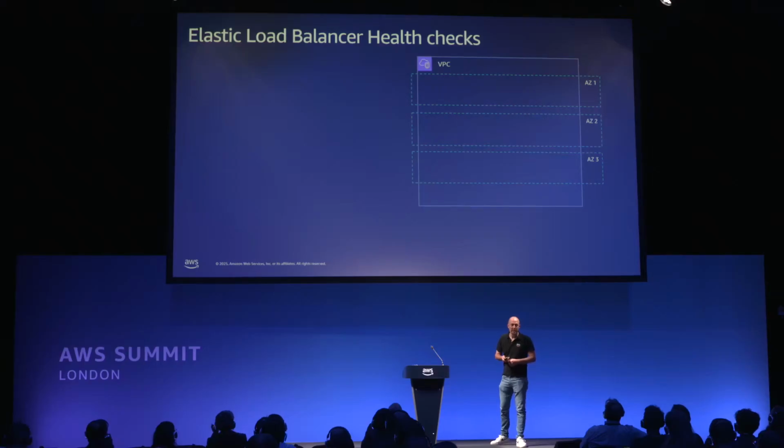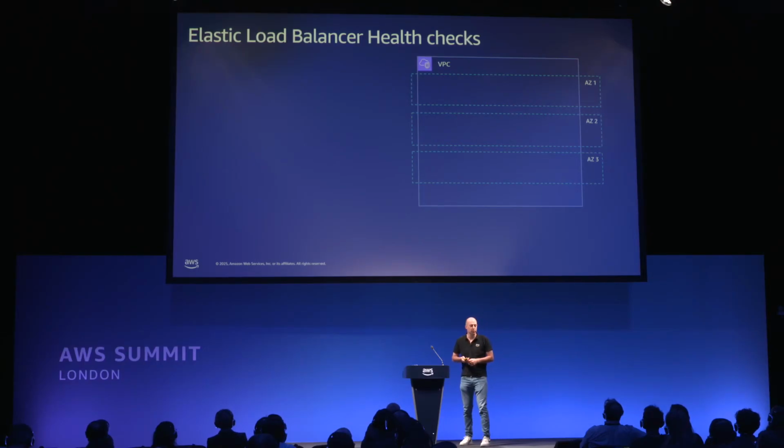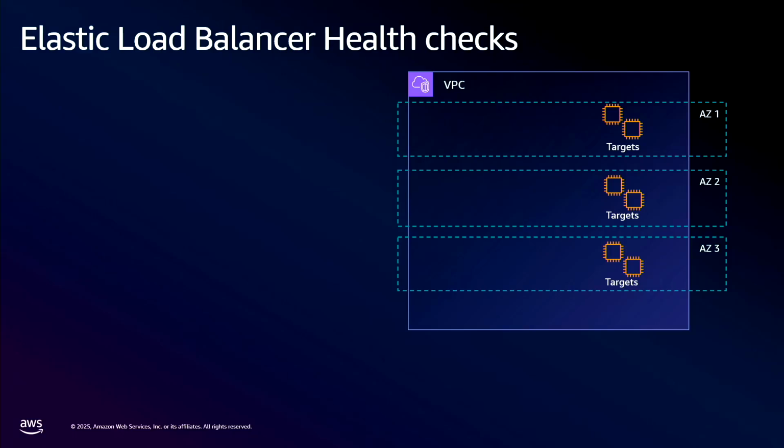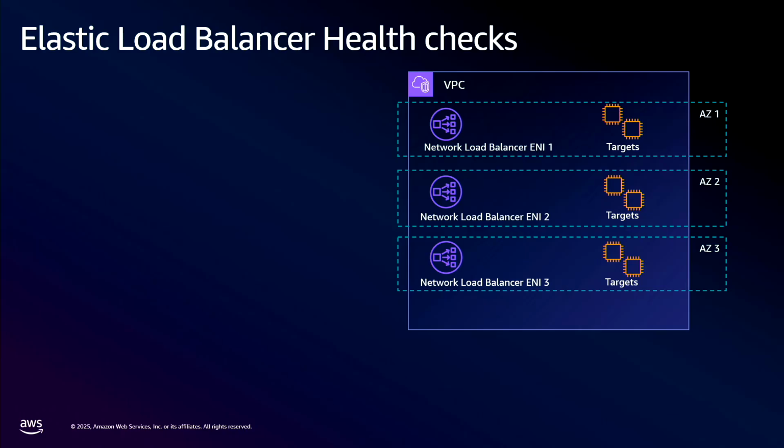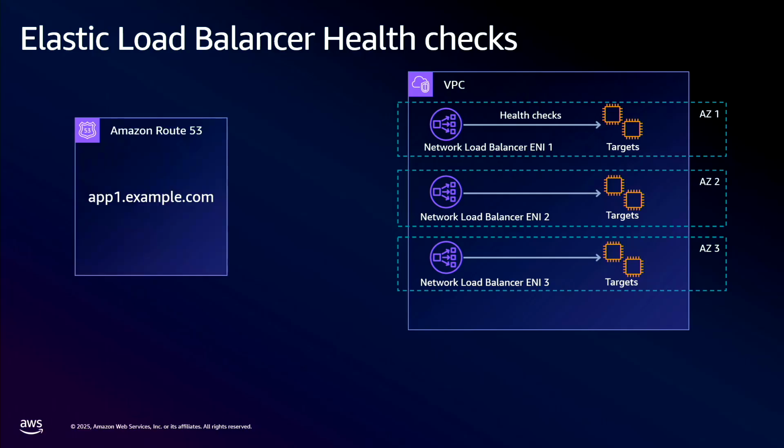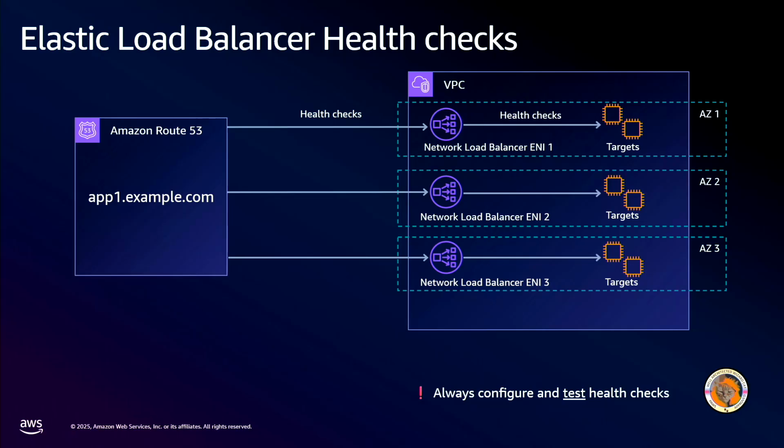Now let's talk about Elastic Load Balancer and some best practices here. Let's say that we have this VPC that spans multiple AZs, and let's say that we have targets in this VPC and in all the AZs. What you can do is to launch a network load balancer. This load balancer will be materialized in the VPC as elastic network interfaces. From there, what you can do is to configure health checks between the load balancer and the targets. But then to reach the load balancer, it's done via DNS and Route 53, and you can also configure health checks at that level. So you see there are two types of health checks here, and our advice is really to always configure both types of health checks and test them regularly.